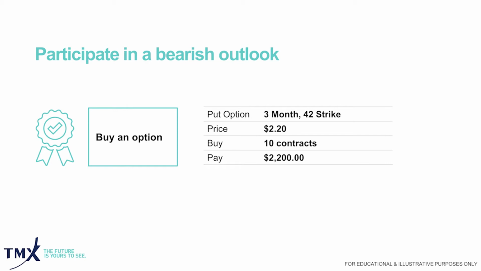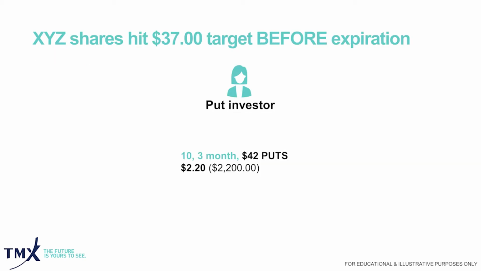So the put option buyer basically has $2,200 at risk as their limited exposure. Now, we paid $2.20 per share times 10 contracts, and we have the right to sell the shares at 42. So in this case, our maximum risk exposure is $2,200. So if we're wrong and the shares skyrocket, no matter how high those shares go, we can't lose any more than $2.20 per share or the $2,200 we put up. That is sleep at night comfort, right?